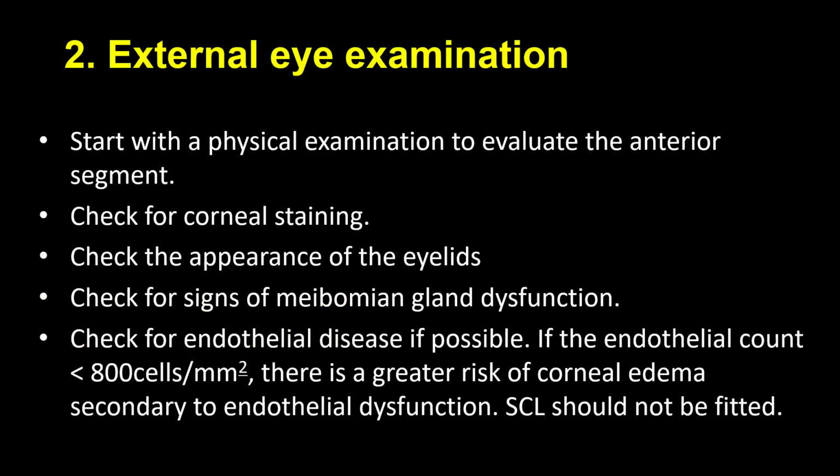External eye examination, check for corneal staining. The reason you have to check for corneal staining is to be sure that the cornea doesn't have an active infection going on that will also contraindicate what you are doing already. So check the appearance of the eyelid. You need to know that because you need to take a picture and see where the lens will have to sit. If you don't want to take pictures, the manufacturers can work with other parameters they have.